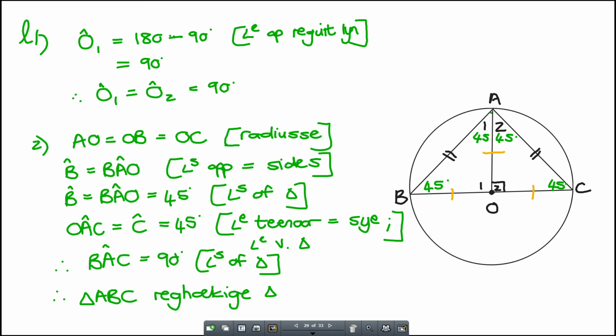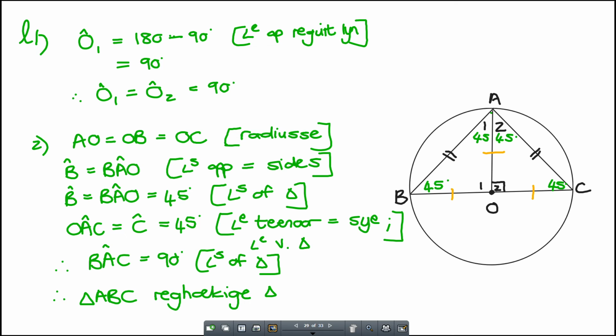Wait, you went a bit fast for me. Say it again a bit slower. I said triangle ABC is a right angle triangle. Why? Because O2 is equal to 90 degrees and O1 is opposite, next to it, which means O is 90 degrees, which makes it look like a right angle. No. No, you may not assume, okay?